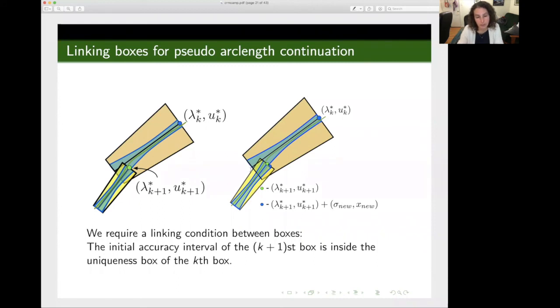In order to make sure that these boxes are actually validating the same branch, what we need to guarantee is that for the K plus first box, if you just look at the initial points, not the entire box, the initial accuracy interval of the K plus first box must be inside the uniqueness of the Kth box. This is a condition that can be fairly quickly checked as part of an iterative process.